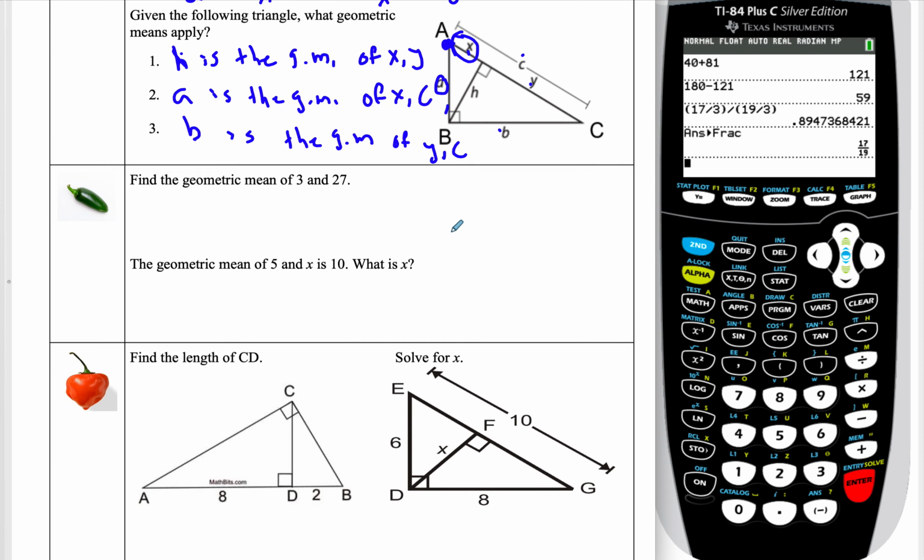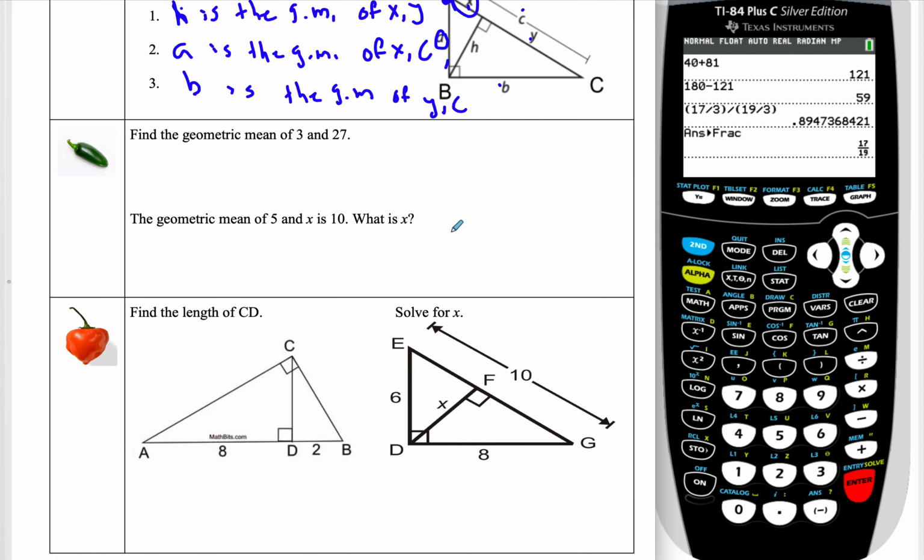Okay, so I'm going to do one problem that's a geometric mean and one problem that involves a triangle. So one jalapeno and one habanero. For something like finding the geometric mean of 27 and 3, I need a number such that x is to 3 as 27 is to x. The pattern you should be seeing is you're always multiplying the x's to get an x squared, okay?